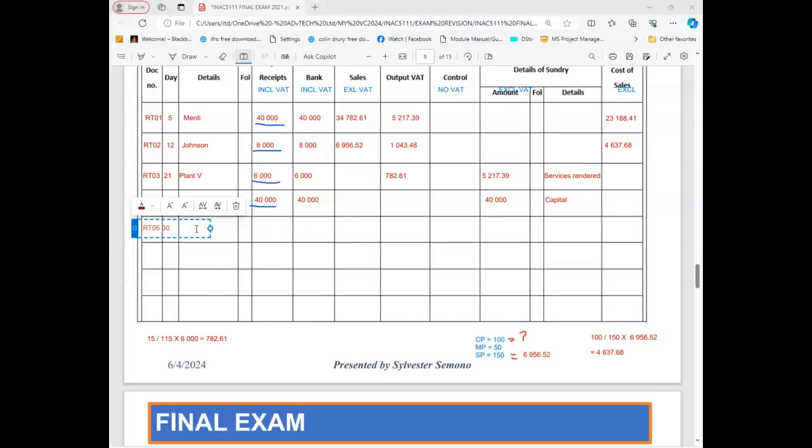Please do not just write cash. I said cash sales. It's either you write cash sales or sales. If you write cash only, no marks. And the amount was 27,000, if you remember very well, when we reflected the question. And that is the transaction on that day. And it's going to be 27,000.